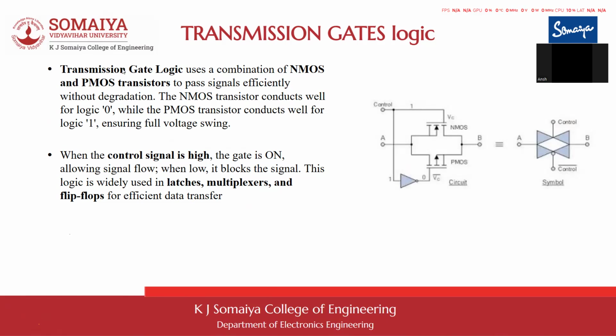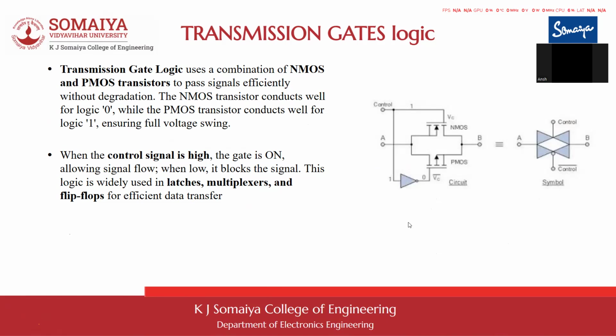So over here, as we can see, a transmission gate uses an NMOS and a PMOS transistor to pass signals efficiently without any degradation. And as we know, an NMOS transistor conducts very well for logic 0 and a PMOS for logic 1. So this ensures a full voltage swing. So we won't have as many transmission losses or any signal attenuation. So this is how a transmission gate looks.